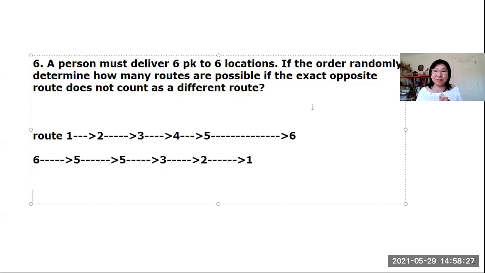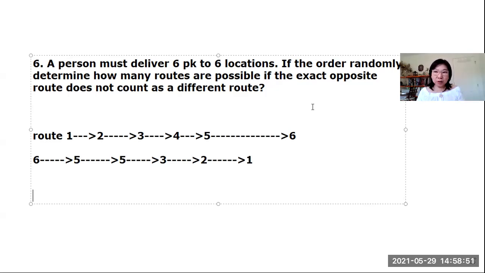This is a permutation problem, the order is important. Of course, the order is important, right? If you choose the route highway 2, you go first, and then you jump to highway 3, and you jump to highway 5, and you go to highway 4. The order is different. It's a different way of possible routes you can go, right?